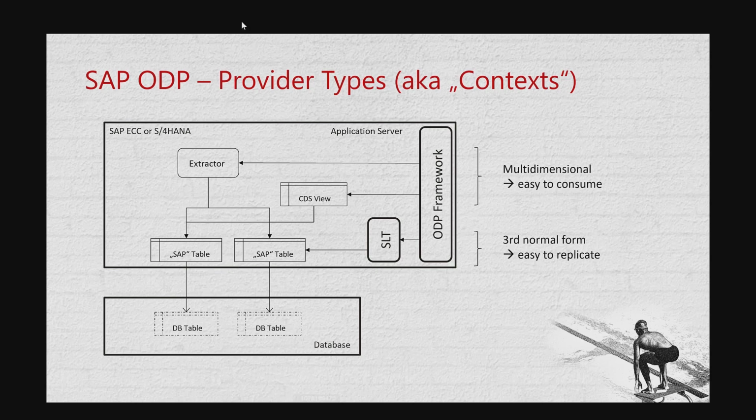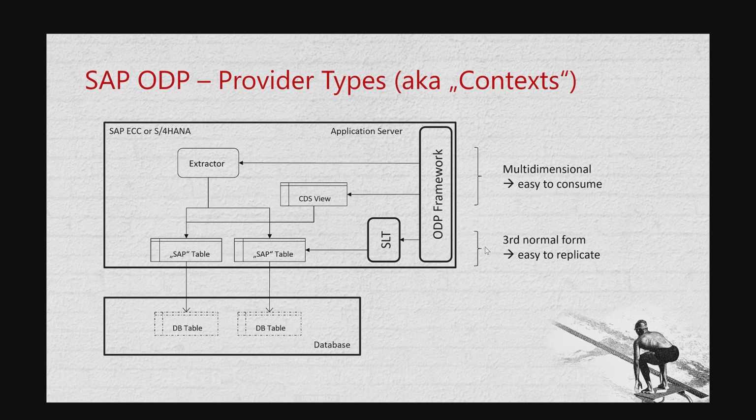So to summarize the situation, if you decide to work on table level, then replication will be pretty straightforward. You will get delta potentially in near real time via SLT with this trigger mechanism. But on the modeling side, you will have additional efforts to assemble the pieces, right? Basically construct a consumable data model out of the third normal form given by the application tables.